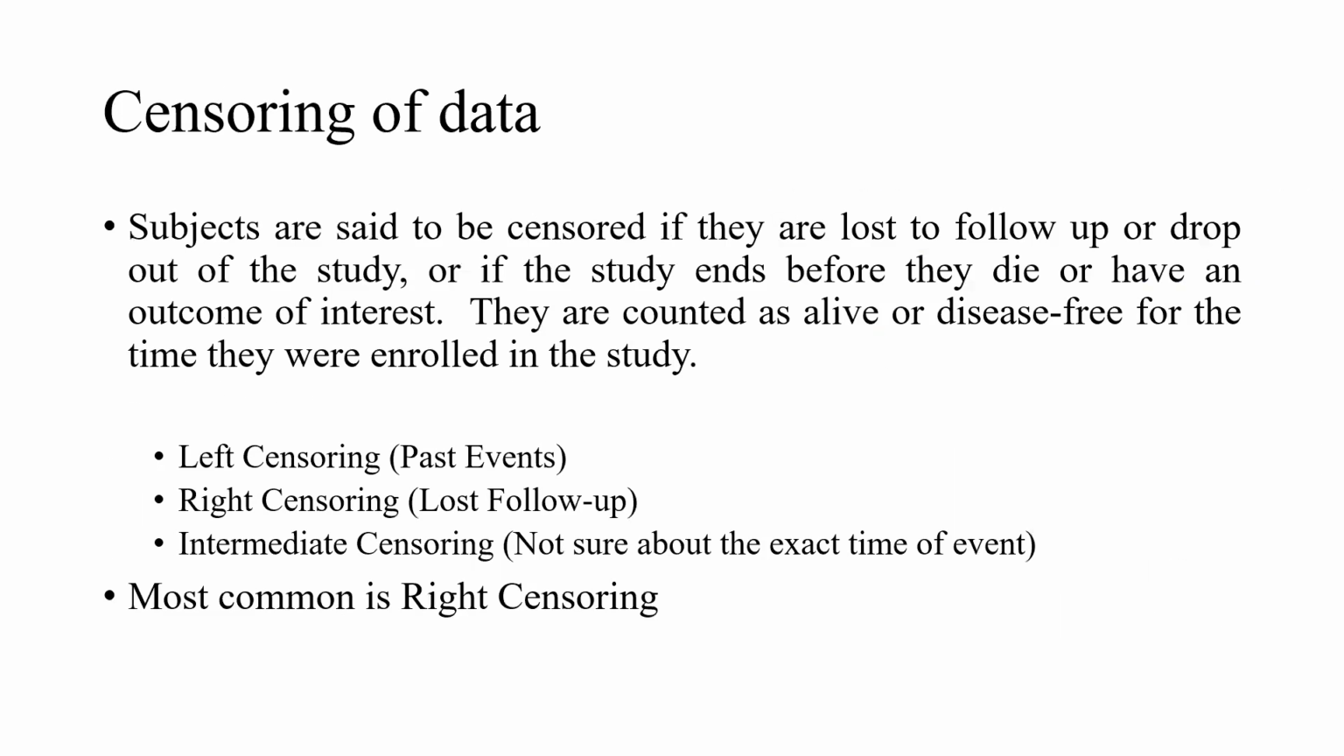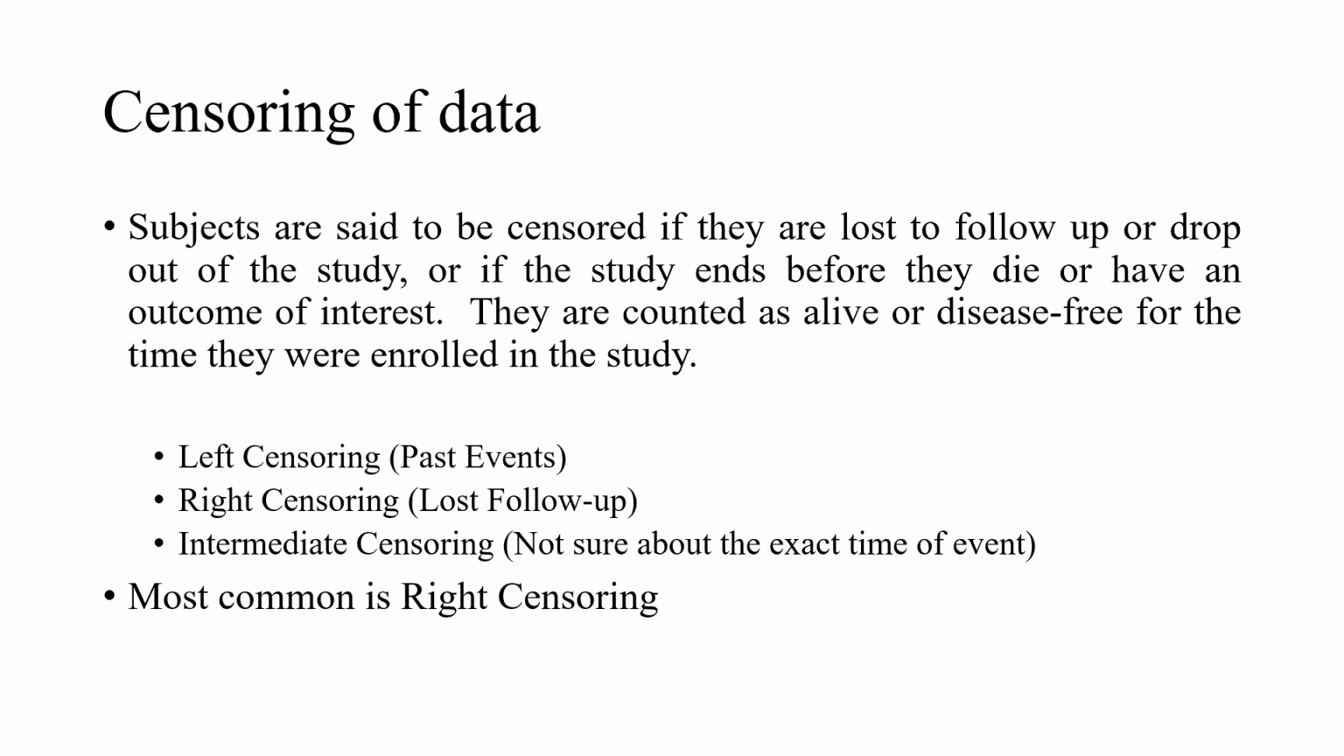So just come back to the censoring. As I told you, censoring is the unknowingness, where we don't know whether a certain event has happened or not, or we don't know the exact time when that event happened. There are three types of censoring: left censoring, right censoring, and intermediate censoring.